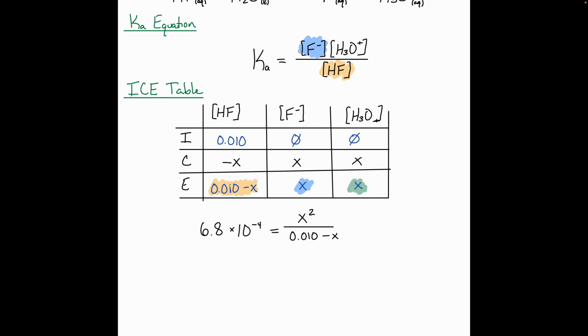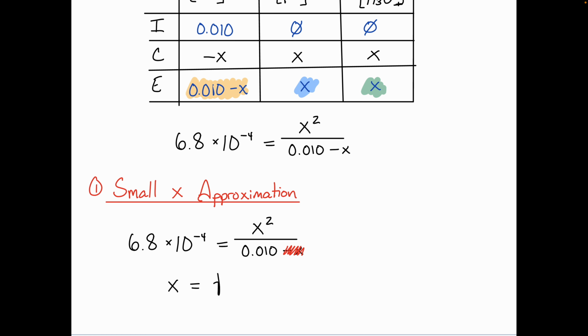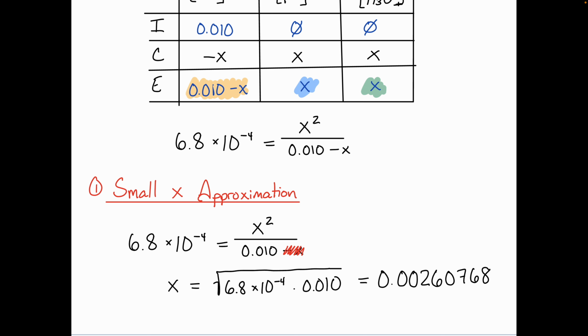So if we rearrange and solve for x, we get x is the square root of that 6.8 times 10 to the negative 4 times that initial concentration of 0.010 molar. Okay, or a value, once we punch it into our calculator, of 0.026076. Cool.